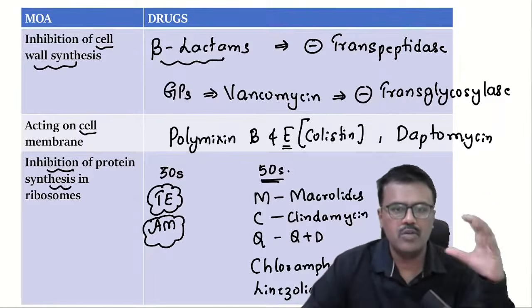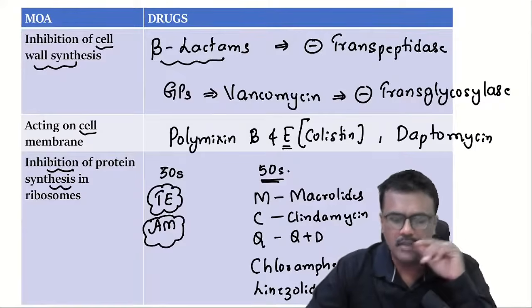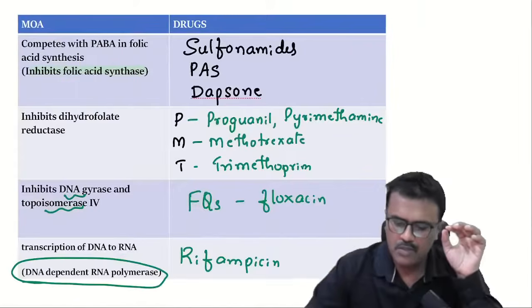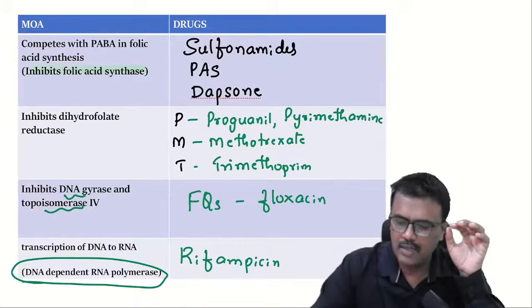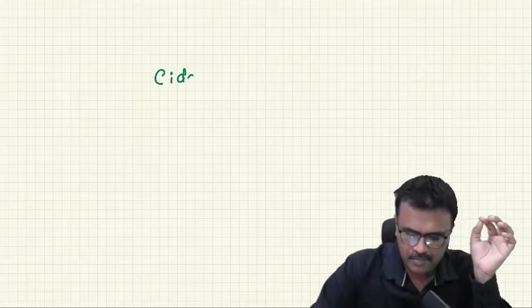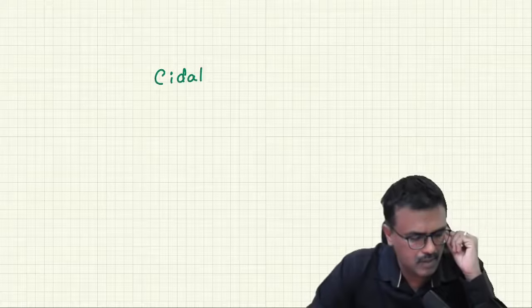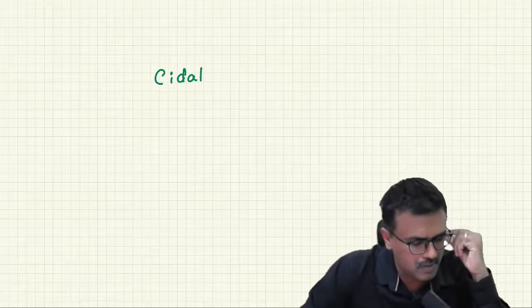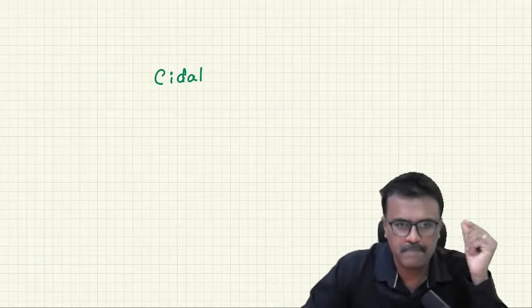Okay, so we understood the mechanism. The next thing you need to understand is which of these drugs are cidal and static. Most of the students ask me this question. Cidal. Yes, Rama, you are right. RNA-dependent RNA polymerase, it is remdesivir and ribavirin.